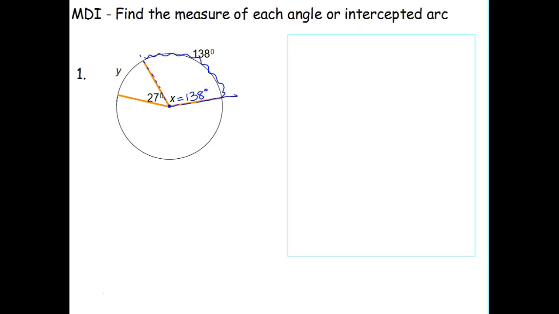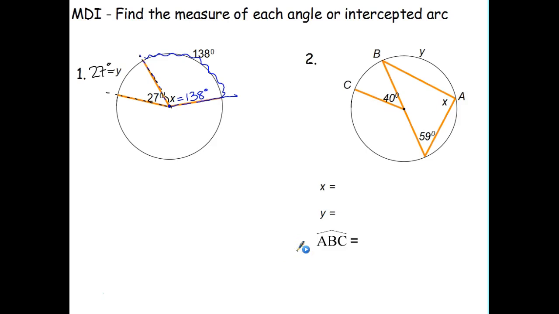Same thing for y. If we look at where y is an intercepted arc, and its angle that it's associated with is this 27 degrees down here, which is a central angle. So if the central angle is 27 degrees, then the intercepted arc is also going to be 27 degrees. On the other one, you might have to think a little bit harder. This includes some inscribed angles and some central angles.